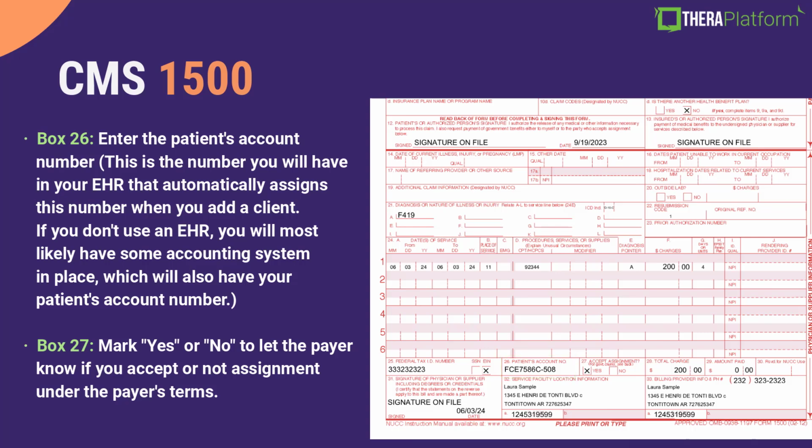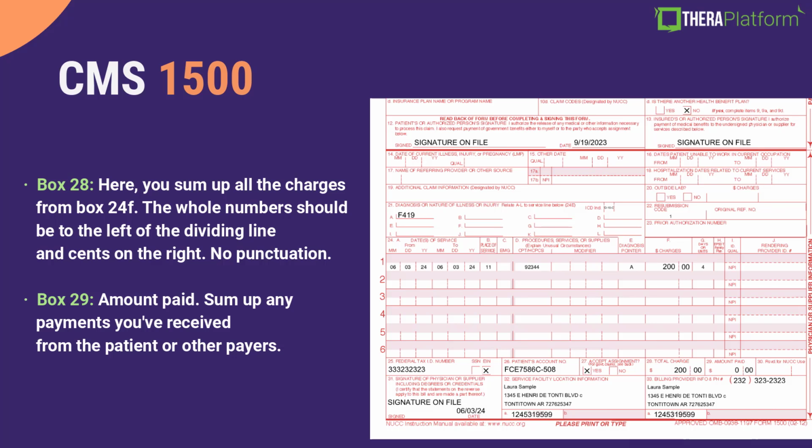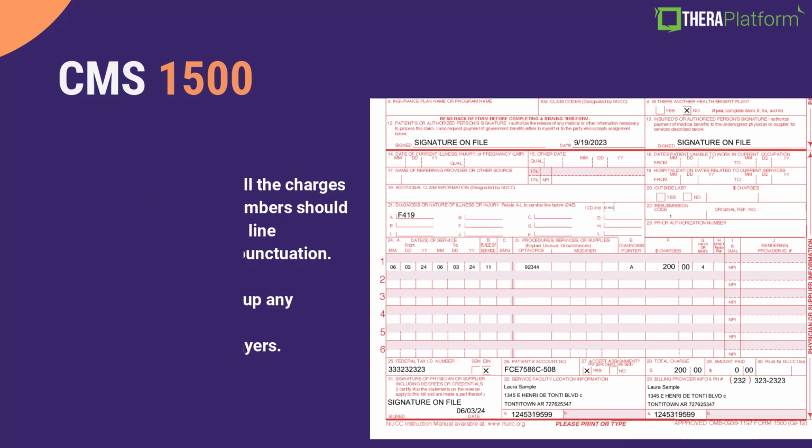Box 27, mark yes or no to let the payer know if you accept assignment under the payer's terms. Box 28, here is where you sum up all of the charges from box 24F. The whole numbers should be to the left of the dividing line and cents on the right and no punctuation. Box 29 is where you enter amount paid. So sum up any payments you received from the patient or other payers.